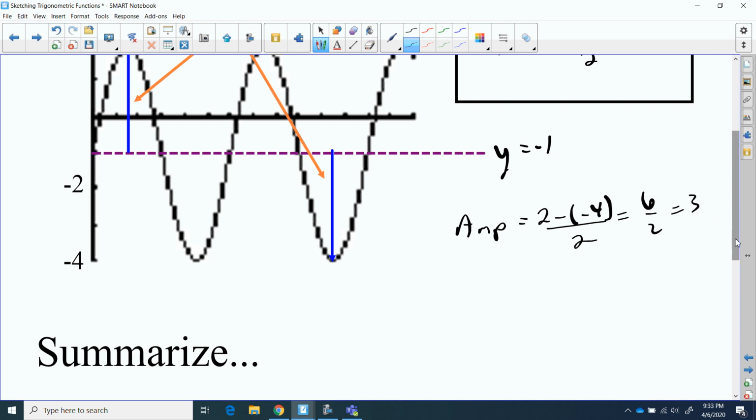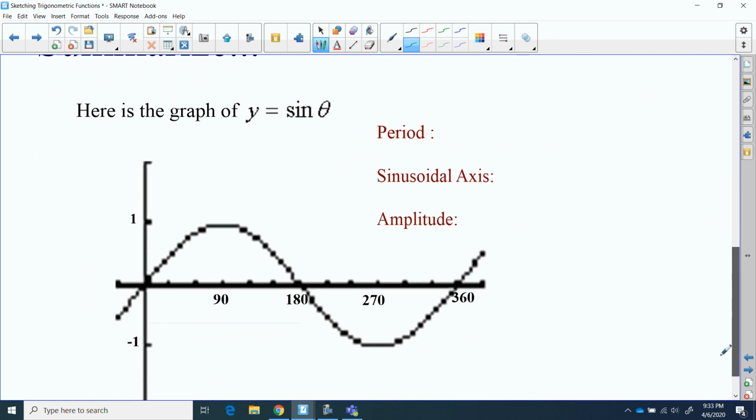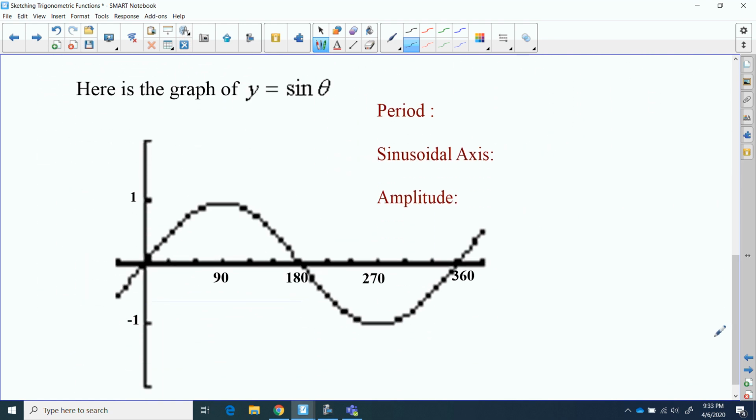So if we just summarize what we talked about here, here's the regular old sine wave. Let's look at it and see if we can identify those 3 terms. If I look at this graph and ask, what is the period? Well, let's say it starts here, follow it through. There's one full wave. It started at 0, ended at 360. Now, they're not always going to start at 0 and end at a nice number, but in this one, it's nice and easy to get it started. So this one would have a period of 360 degrees.